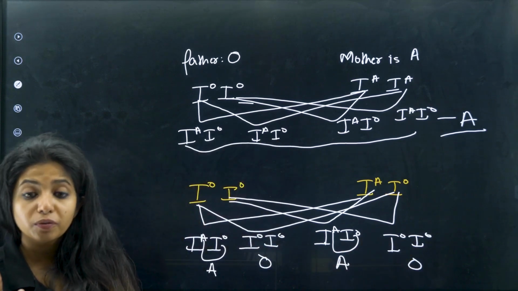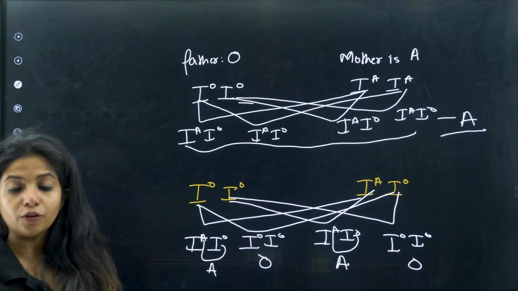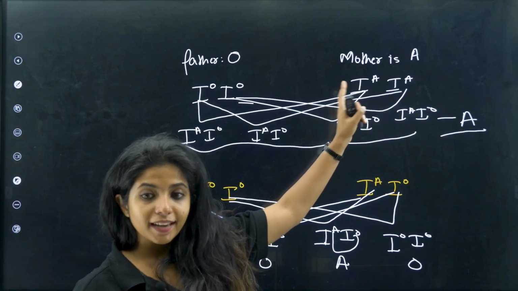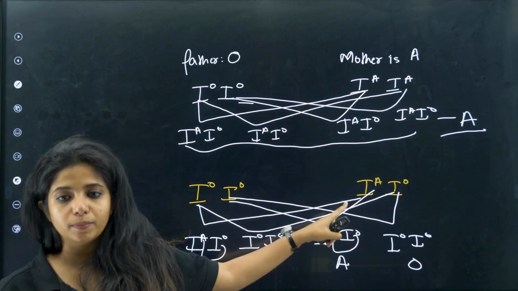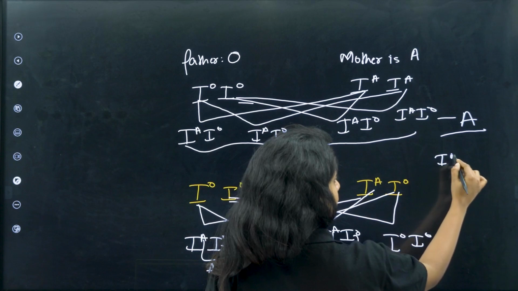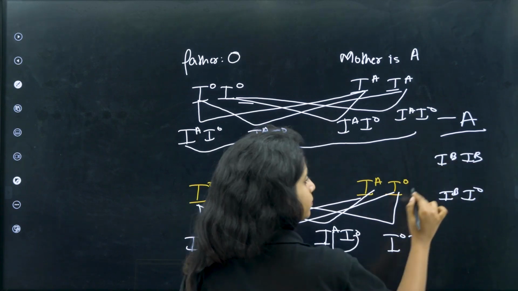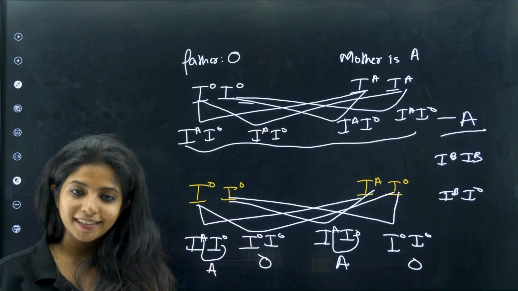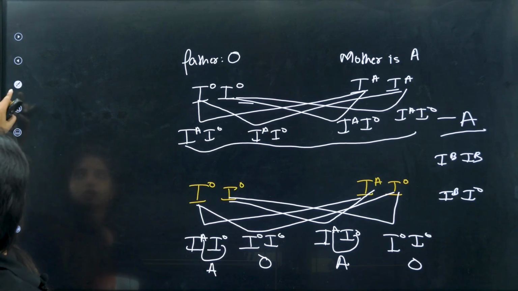So you see, if they are asking you that a person having A blood group can have a genotype like this, can have a genotype like this, it's true. Both the genotypes are possible if they are A blood group. Similar thing with the B blood group as well. It can be IB, IB, or IB, IO. Got it? Will you be able to do these questions? Yeah? Now, going ahead, children.